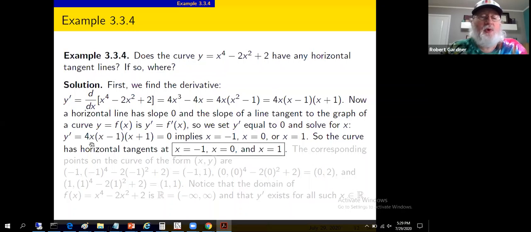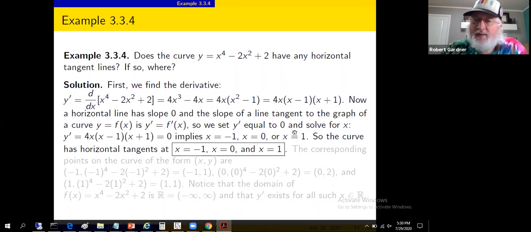That is, we'll set y prime, 4x times x minus 1 times x plus 1, that we computed up here, set it equal to 0. That implies each of the factors, 0, yields a solution. So we could have x equals 0 from this factor, x equals 1 from this factor, and x equals negative 1 from this factor. X equals negative 1, 0, and 1 is where we'll get zeros.